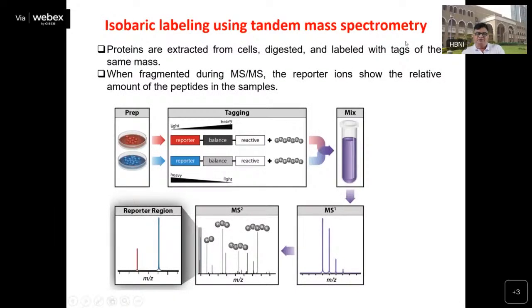And in this particular example, it has been shown isobaric labeling using the tandem mass spectrometer. The proteins are extracted from cells, digested, and labeled with tags of the same mass. During fragmentation in the MS/MS, the reporter ions show the relative amounts of the peptides. This is how we have done the tagging, and then mixed it. After mixing, it is fed into the first mass spectrometer, and the ions from the first mass spectrometer are fed into the second one, and then to the reporter ions.